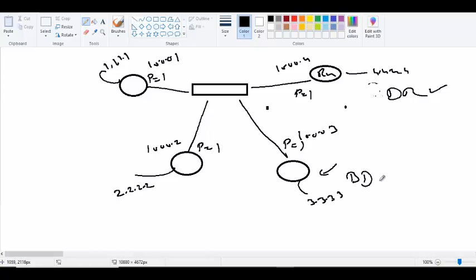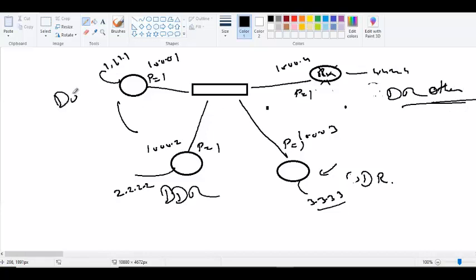Now your question is, if this goes down, what will happen? You're right. This will become a DR, and these two will compare, and this will become a BDR. And now when R4 comes back, what will happen? Because there is already a DR and BDR, this will not be able to join, this will not take the role of DR. This will go to the DROther state, and this is also DROther. So now if this DR goes down, then this will become the DR, and this will become the BDR because this is the next biggest.